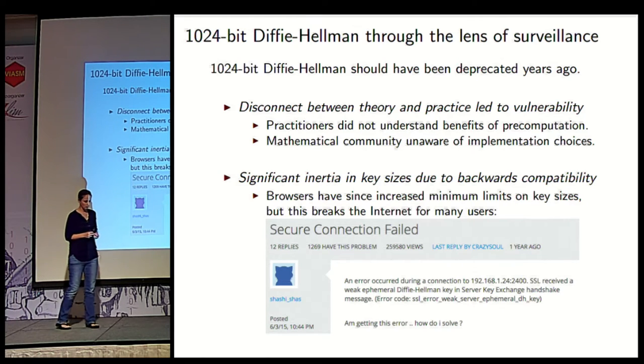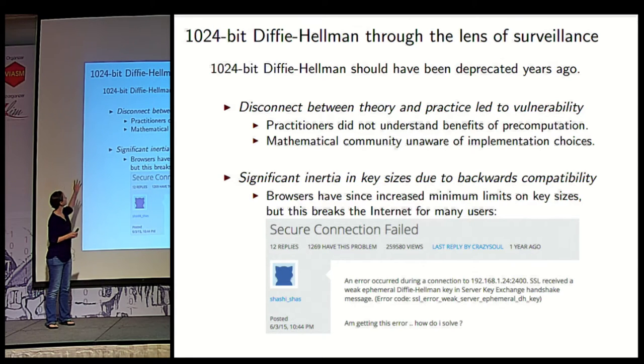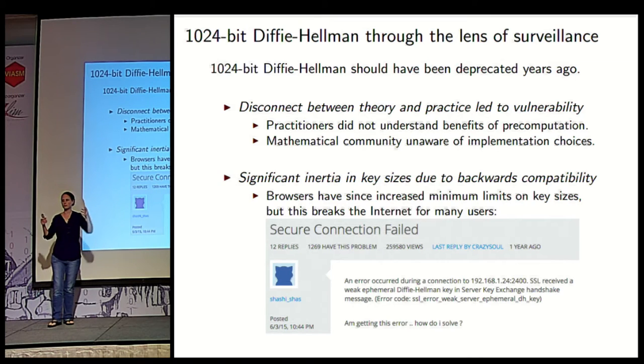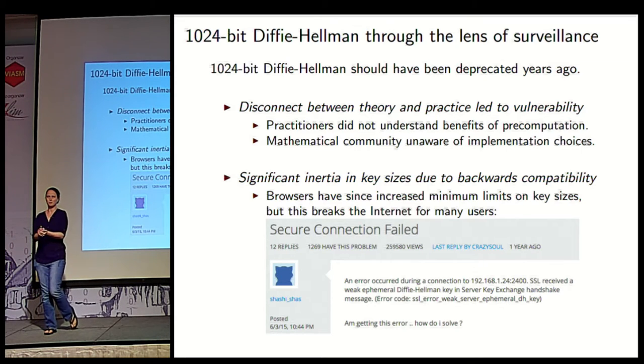So the big issue here is that 1024-bit Diffie-Hellman should have been deprecated years ago. And it wasn't, for multiple reasons. One of them was a disconnect between theory and practice. The practitioners were unaware of the impact of pre-computation for breaking discrete logs, and the mathematical community was unaware of the implementation choices, that everybody was just using a handful of pretty small Diffie-Hellman groups in the real world.